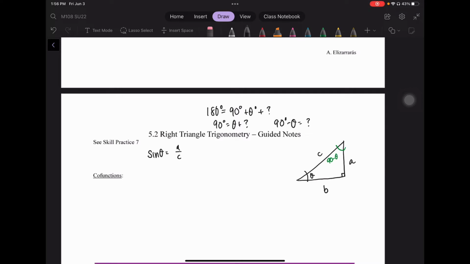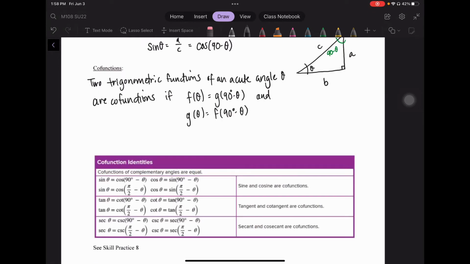Now, the cosine of 90 minus theta is equal to A over C. I could do the same thing with tangent and cotangent and secant and cosecant. This means that sine of theta and cosine of 90 minus theta are equal, and they are called cofunctions. So two angles are cofunctions if the trigonometric identity of one is equal to the trigonometric identity of 90 minus that angle. Here are the cofunction identities then.